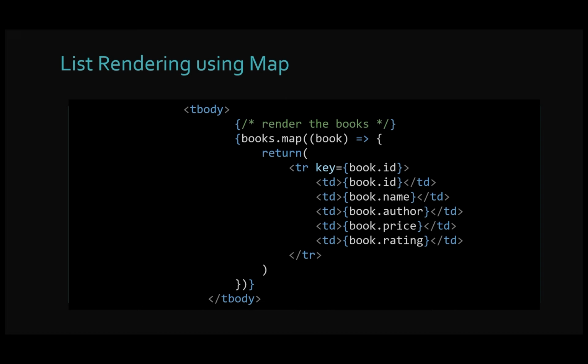We are going to create a new component called books component, and inside that we are going to declare an array called books array. Inside the render method, that is nothing but the return of the JSX, we are going to create a table, and inside the tbody section we are going to loop through the books and try to display their name, author, price, details.